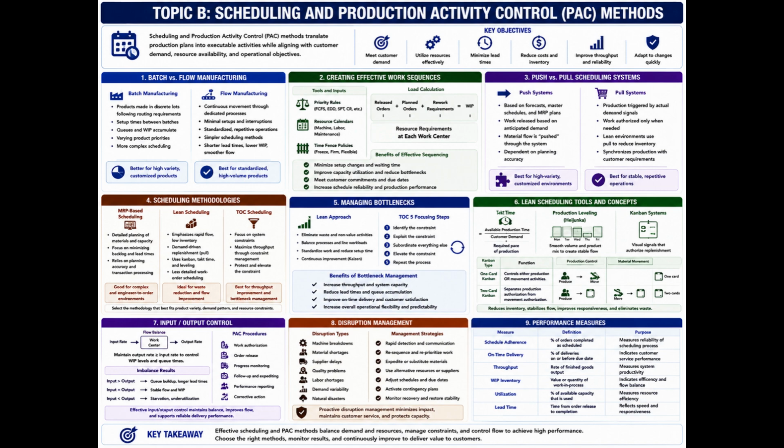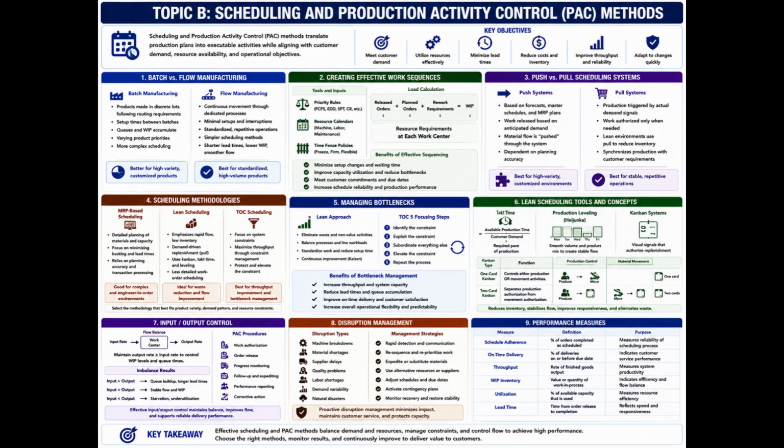Lean scheduling seeks to synchronize production with actual customer demand through concepts such as takt time, production leveling, and Kanban control systems. Takt time establishes the required pace of production by dividing available production time by customer demand, creating a rhythm for operations.